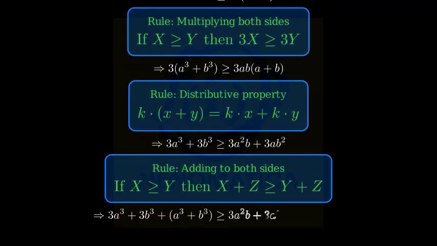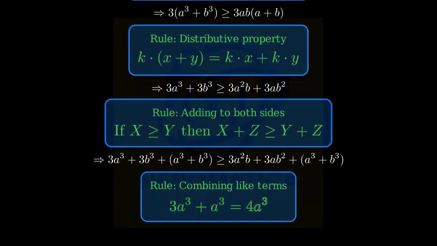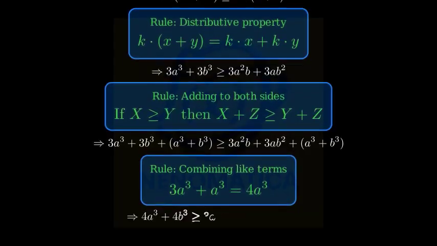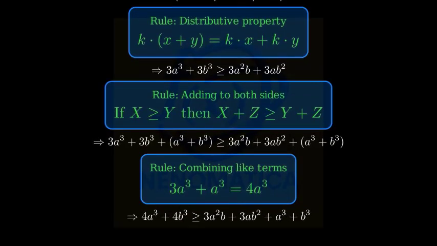This gives us 3a cubed plus 3b cubed plus a cubed plus b cubed is greater than or equal to 3a squared b plus 3ab squared plus a cubed plus b cubed. Let's simplify the left side by combining like terms. We get 4a cubed plus 4b cubed is greater than or equal to 3a squared b plus 3ab squared plus a cubed plus b cubed.